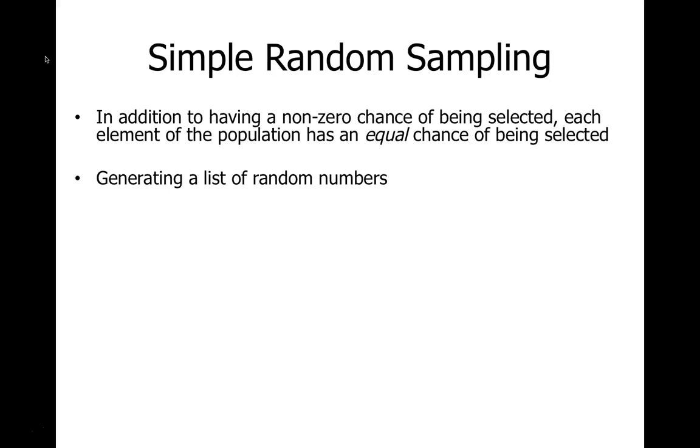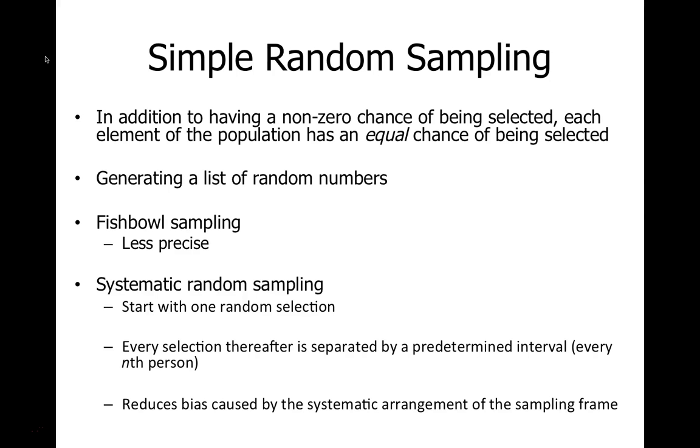So we may generate a list of random numbers. We may do fishbowl sampling, which is a less precise way of doing this. Your book talks about the random numbers list and the fishbowl sampling method. We may also do a systematic random sampling technique, which your book also covers, wherein we'll start with one random selection, putting our finger on a random numbers table or something, and selecting every nth person thereafter. So every 9th person, every 200th person, depending on how big our sampling frame is.